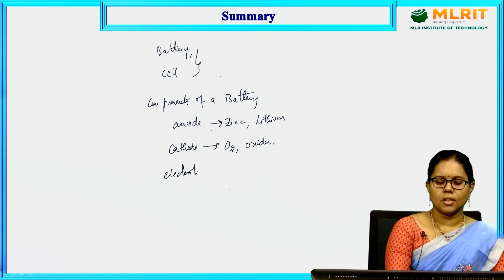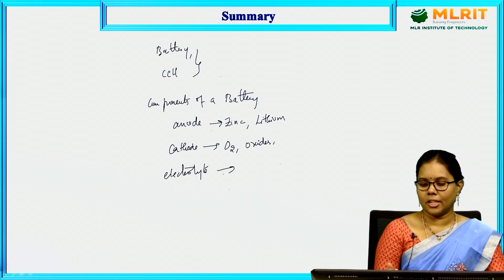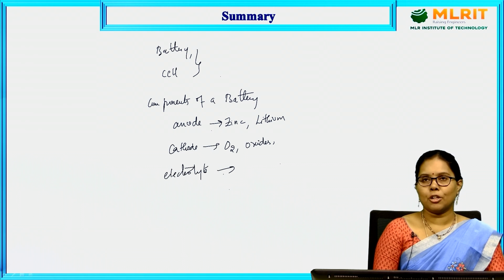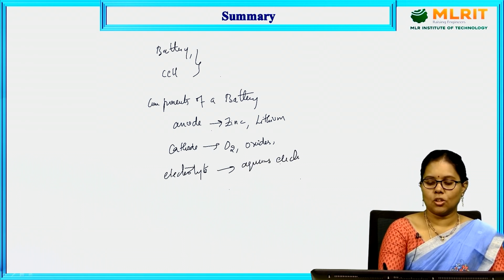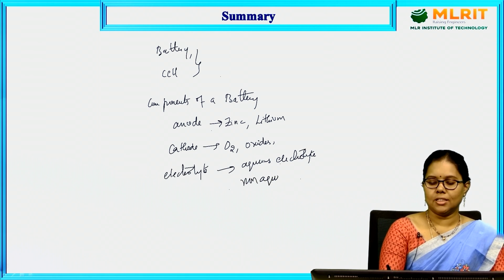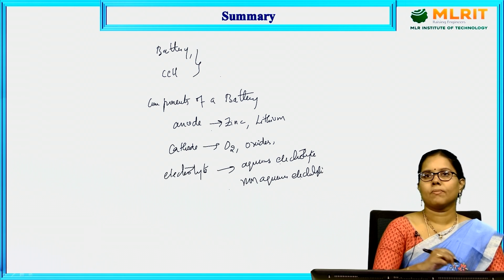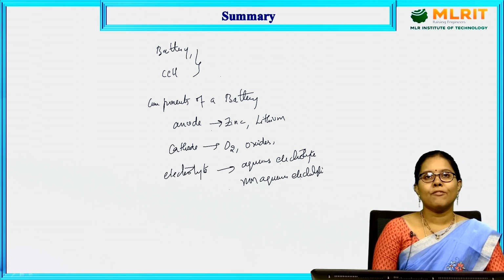Electrolytes. Based upon the anodic materials and cathodic materials, electrolytes are of two types: aqueous electrolytes or non-aqueous electrolytes. This is all about today's topic. In the next class, we are going to discuss the characteristics of a good battery.